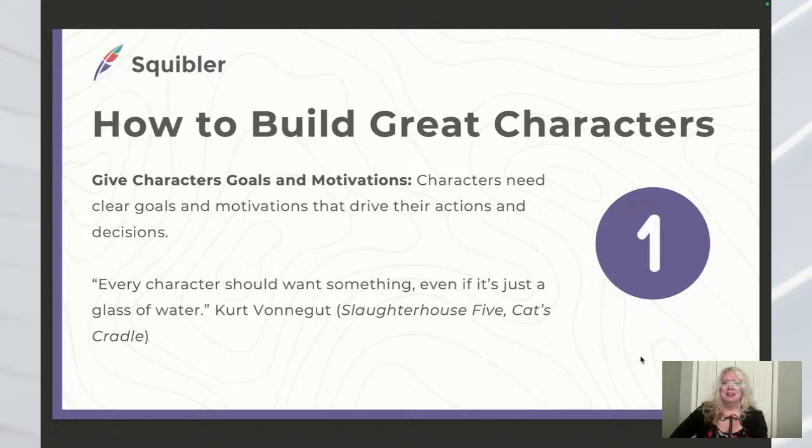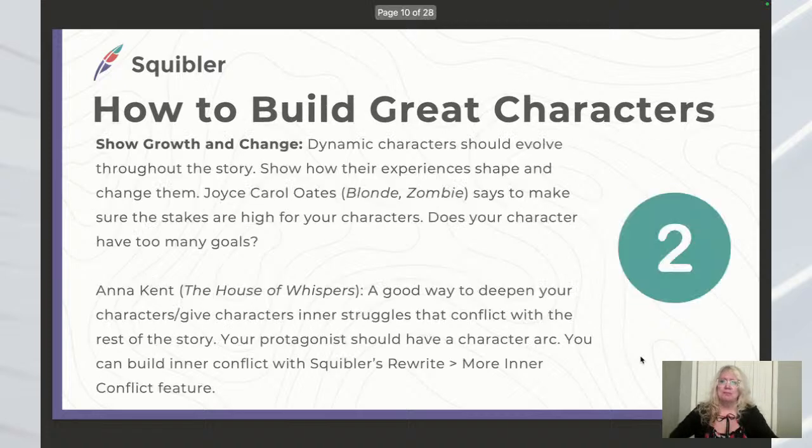What are they pursuing? Kurt Vonnegut says every character should want something, even if it's just a glass of water. And I was thinking how this sounds very funny, but imagine if you're writing a Western and you have a character who's stranded in the desert. That character definitely would want a glass of water, and it could be a very stressful motivation for that character. So that's something to consider.